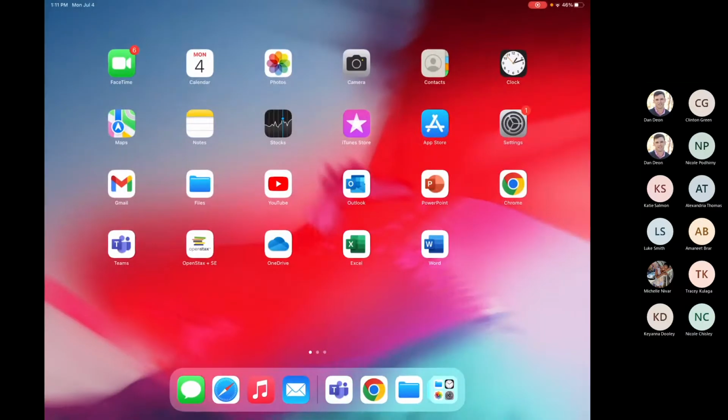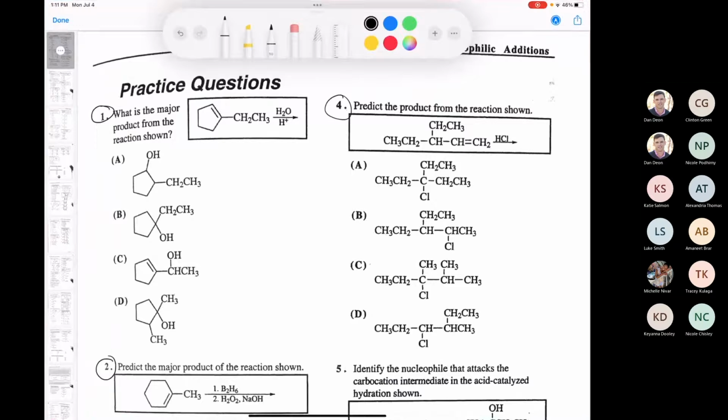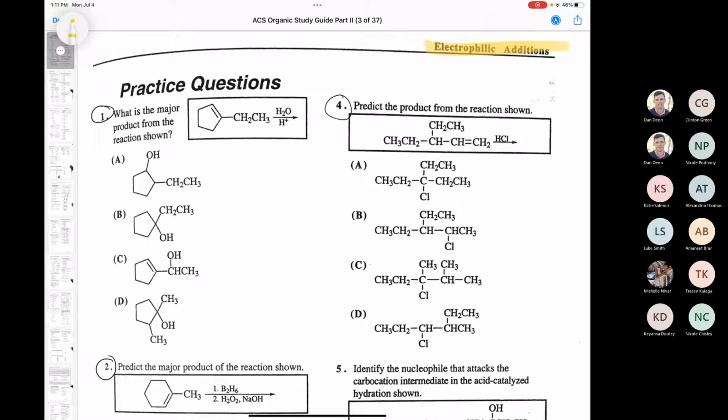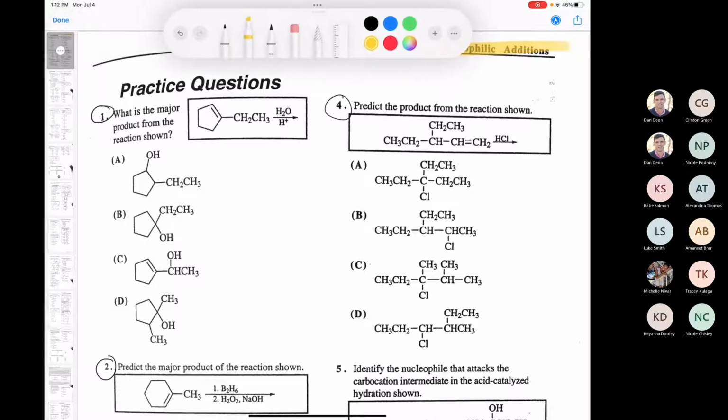the list today. All right, so we left off here at electrophilic additions, this section of the ACS study guide. So let's take a look at question number 1. And it says, what's the major product from this reaction?